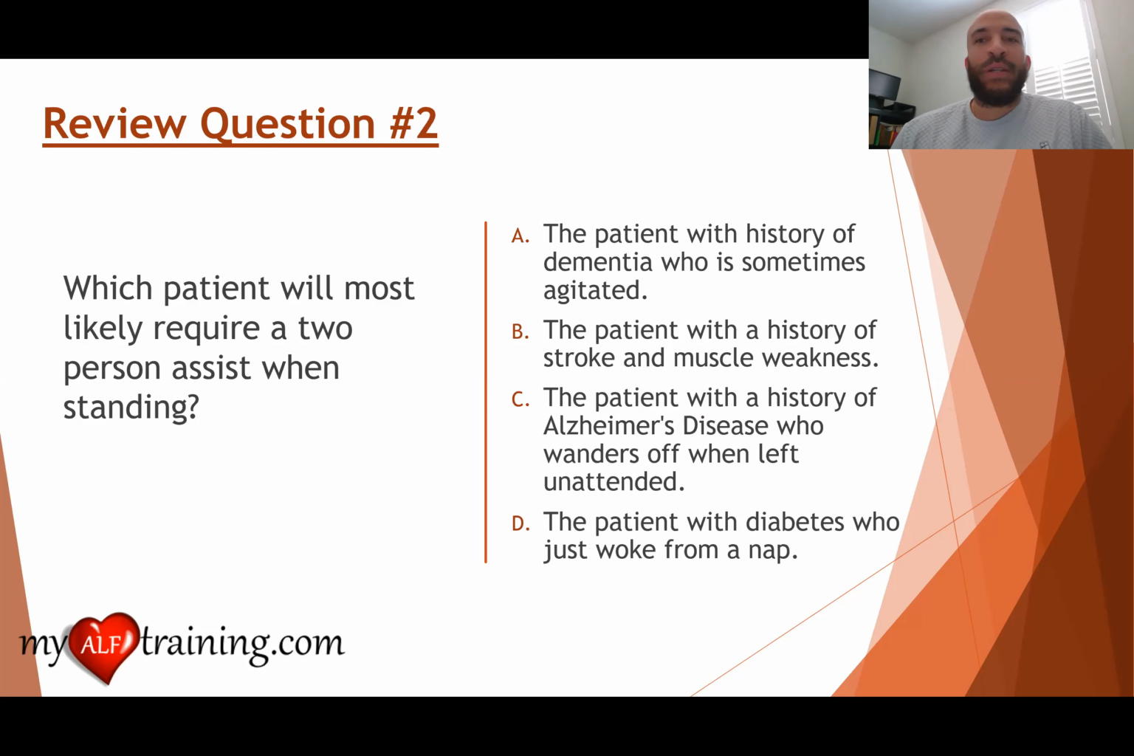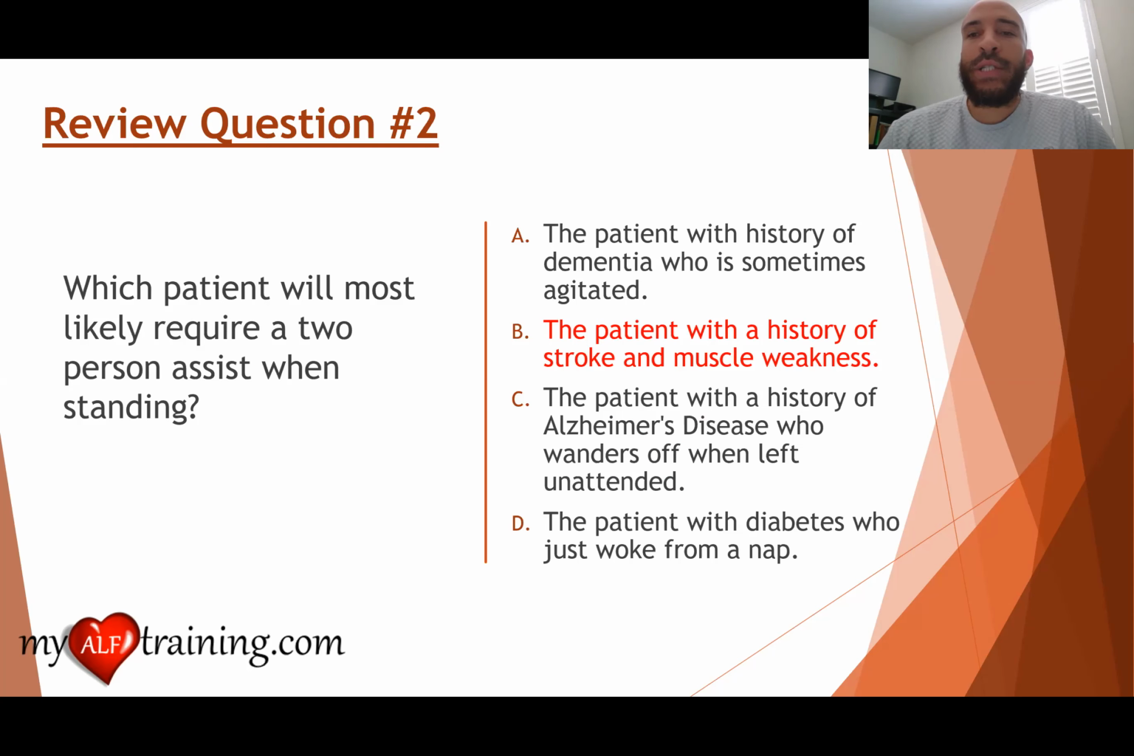Okay, so the correct answer to this question is B. The patient with a history of stroke and muscle weakness is most likely to require a two-person assist when standing. It isn't A, the patient who has dementia and is sometimes agitated. This to me doesn't say that the patient will definitely need a two-person assist, because even though the patient gets agitated, that doesn't mean we need a two-person assist.